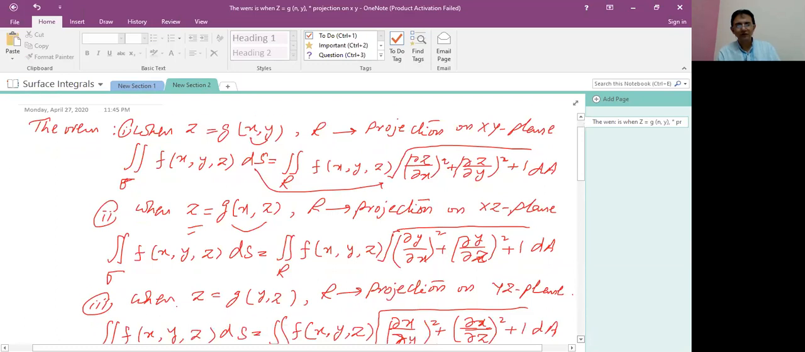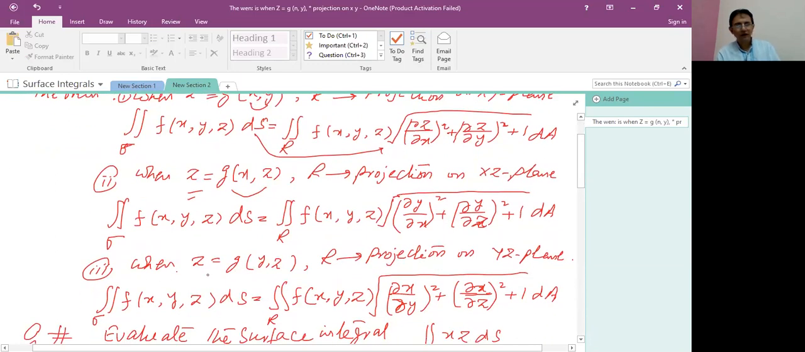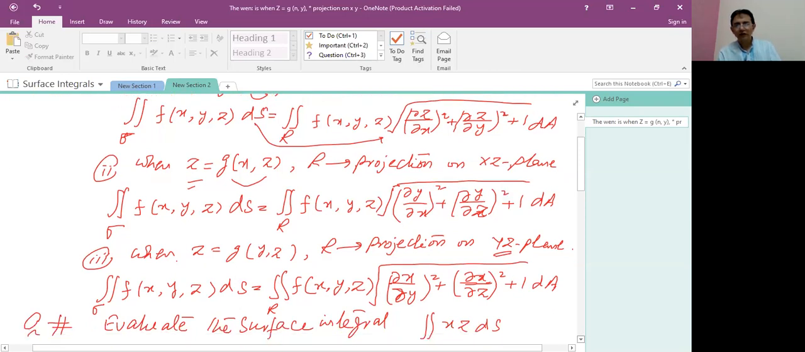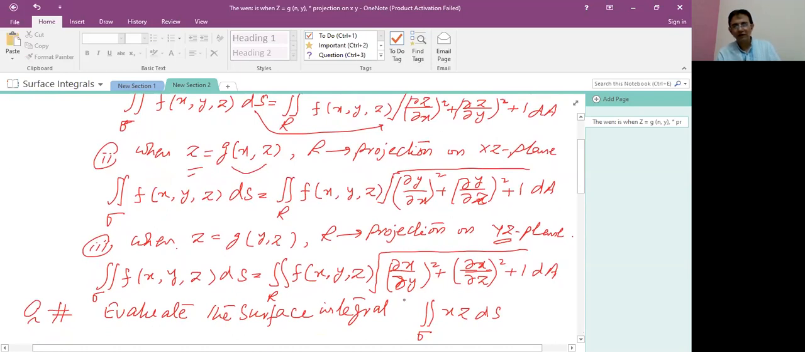Similarly, for the third condition, when x is equal to g of y and z, it means we consider the yz plane, where R is the projection on the yz plane. So the surface integral of f of x y z into dS equals the double integral over R of f of x y z times the square root of (dx/dy)^2 plus (dx/dz)^2 plus 1, into dA. So student, when we find the surface integral, first we determine what dS is, right?